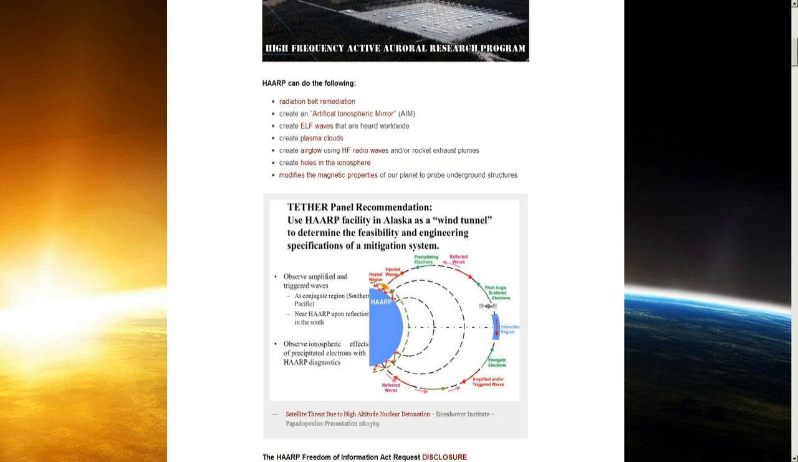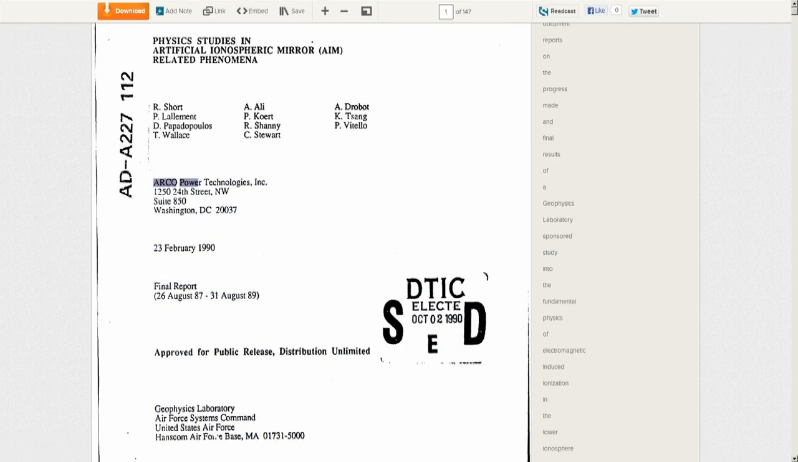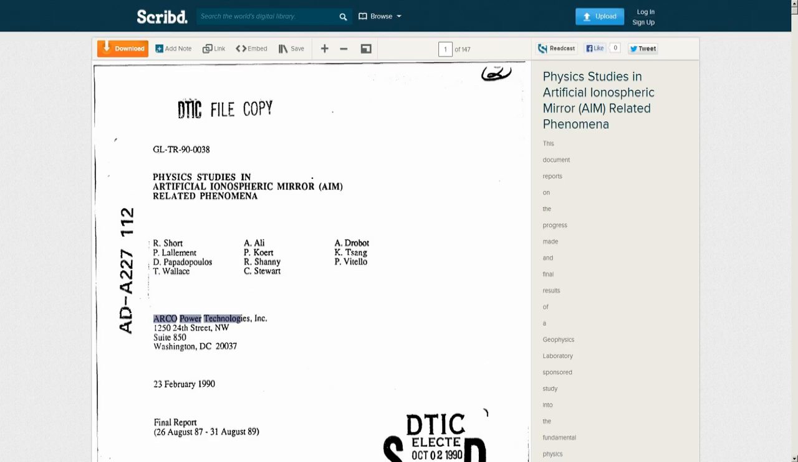ICBMs. Create an artificial ionospheric mirror. Much to do about this. Heard a lot about this on many, many websites. Nobody's ever showed me this, though. DTIC.mil, physics study in artificial ionospheric mirror-related phenomena. By ARCO. They made it. There you go. So this is the military's version when this was proposed.